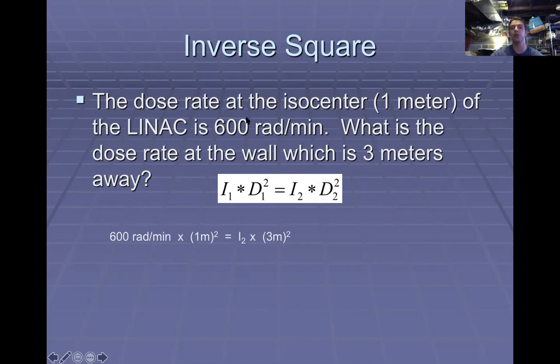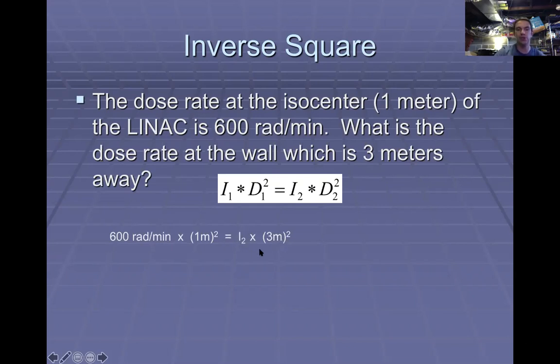But essentially, you take this situation, you have a dose rate at the isocenter of a LINAC, 600 rad per minute. There's always going to be an initial distance. I know the isocenter is confusing to have a distance, but you need to have that distance 1 in order to know distance number 2. So a lot of these questions will be set up this way, where that gives you that distance. Well, we want to know the dose rate 3 meters away. So you have a dose rate at 1 meter of 600 rad per minute, and you want to know I2.